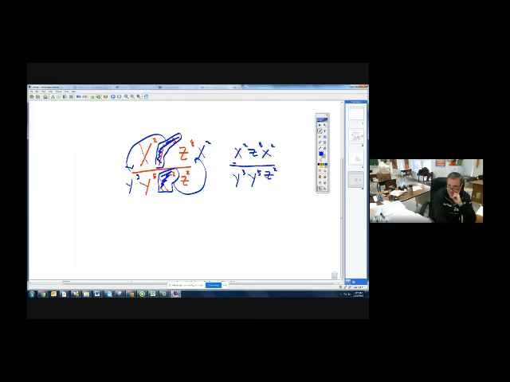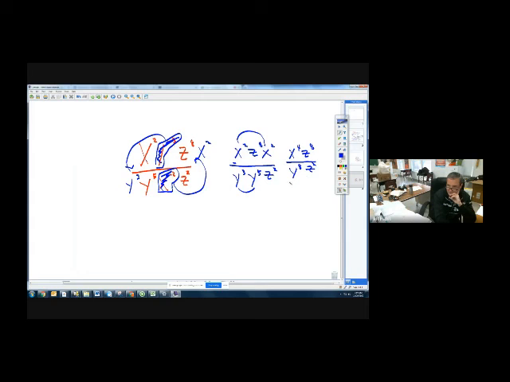Now, I can put a few things together. I can combine these two top x squared terms to get x to the 4th. I'm going to move this out of the way. And I still have that z to the 8th. And on the bottom, I can put these two y terms together to get y to the 8th. And I still have a z squared.